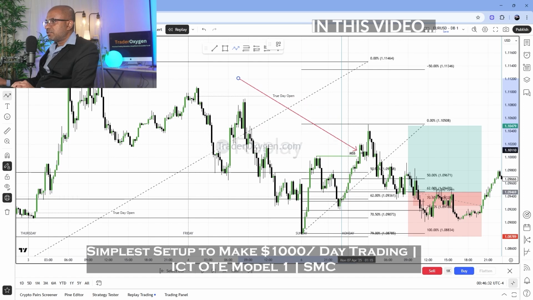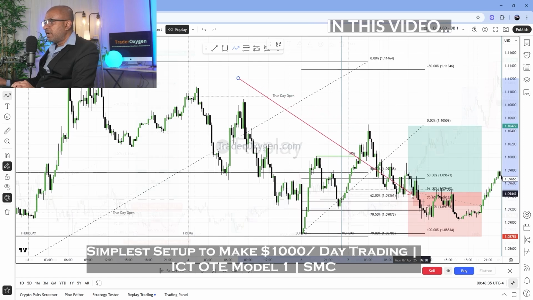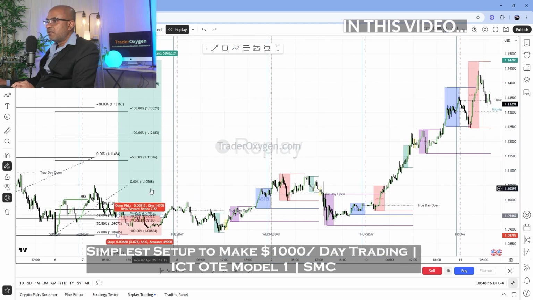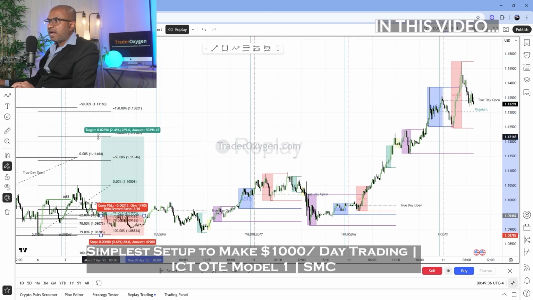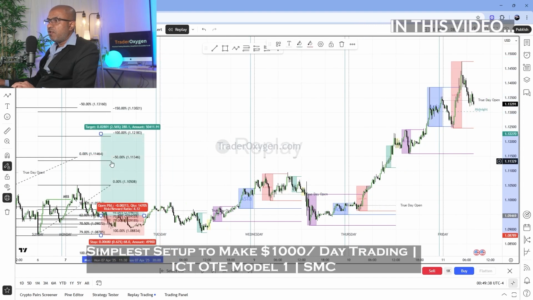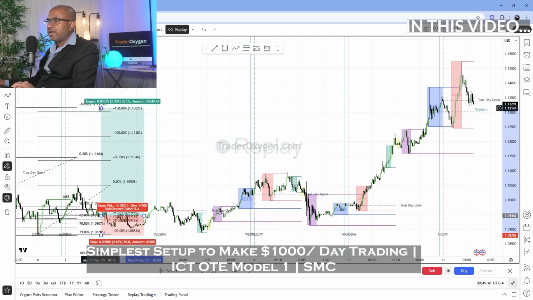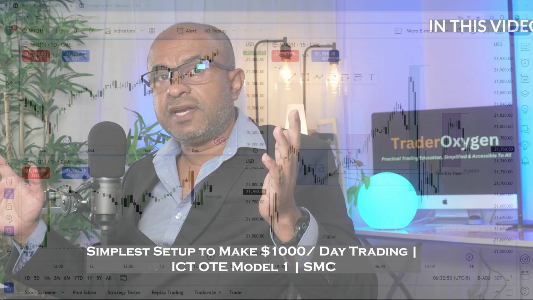After the market structure shift, wait for the price to retrace, and this trade will be a 1 to 7.8 winning trade. Take partial profit, and at minus 100 you will be taking 1 to 4, and at minus 150 you will be taking 1 to 5. So this was another remarkable OTE trade setup.